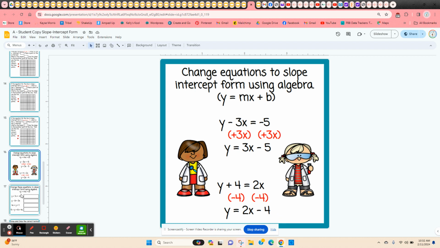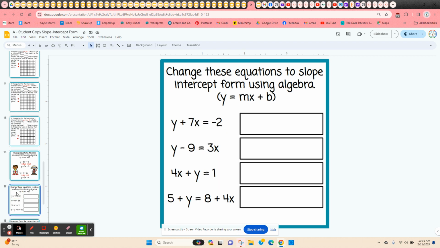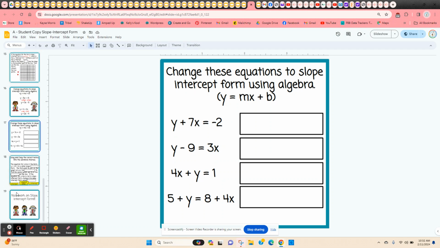So on the next slide, they've got some equations. They've got to change them to slope-intercept form. And they're going to just type those in.